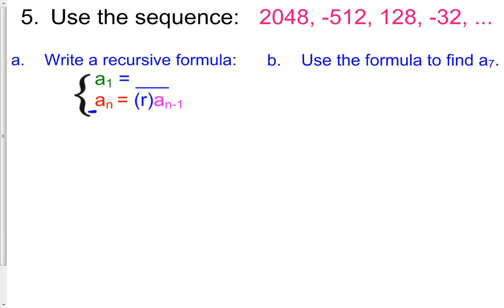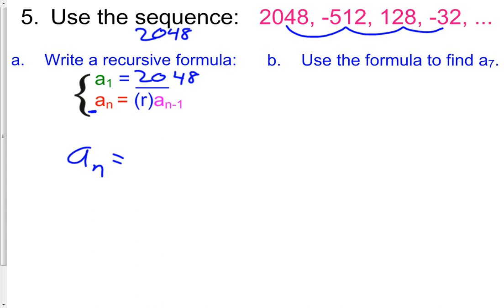We know that the value of a sub 1 is 2048. And now, when we want to find a sub n, we got to take the ratio times the value of the previous term. So I ask you this question, class. What is this ratio? How do you get from here to here to here to here? It's kind of like saying 2048 multiplied by what number gives you a negative 512? What do you have to multiply 2048 by to get a negative 512?